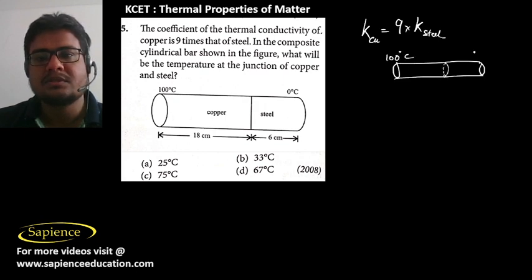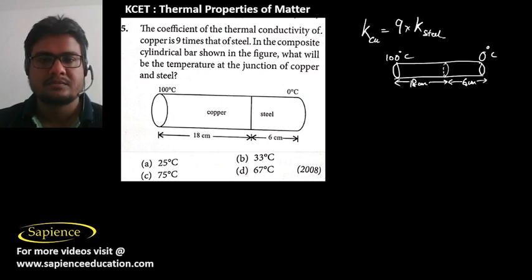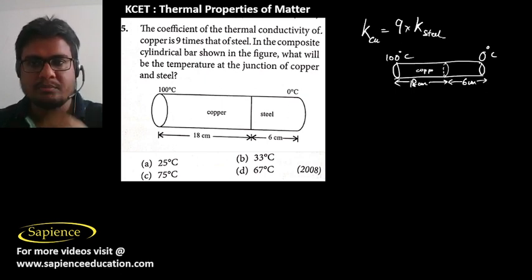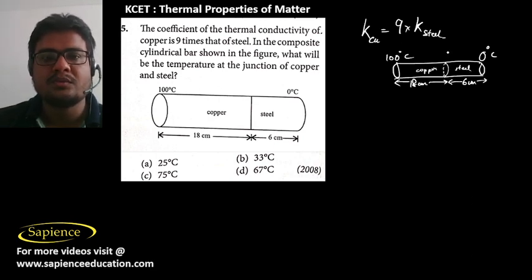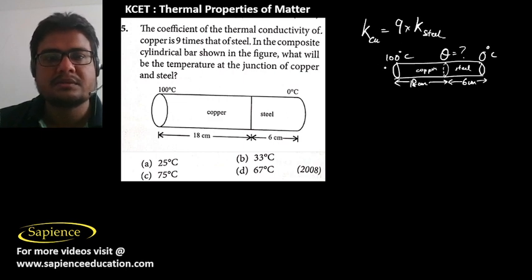This end is 100 degrees Celsius, this is 0 degrees Celsius. This will be 18 centimeter, this is 6 centimeter. Now this is copper, this is steel. Now what will be the temperature at the junction? Let it be theta, so that we have to find.